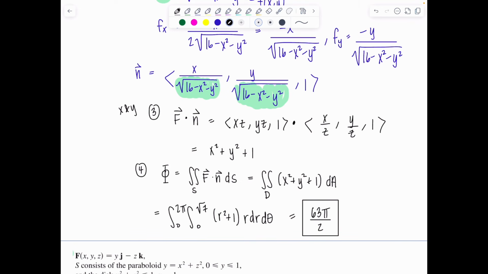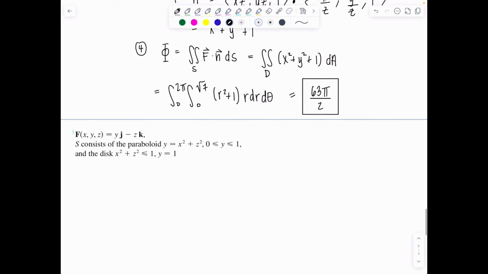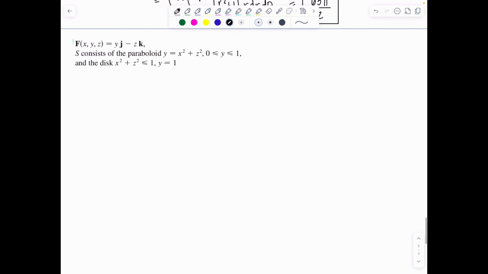The setup is the beef of the problem. Okay. The last one actually involves two surfaces, and the surface is not a function of x and y, so I thought it was good to round it out. So here's my vector field. Let me rewrite it as 0, y, negative z.